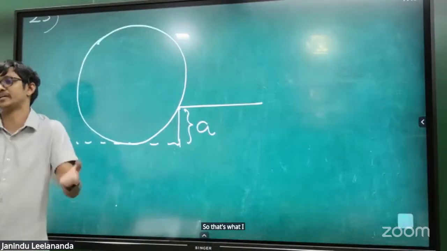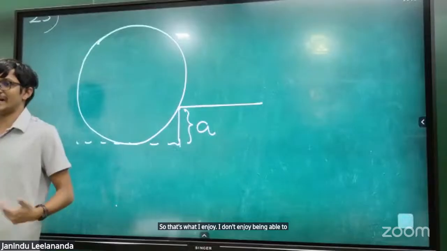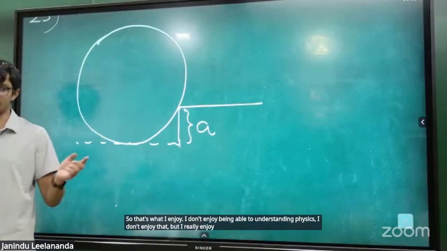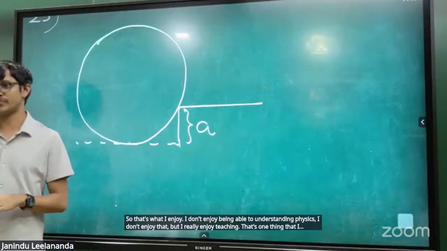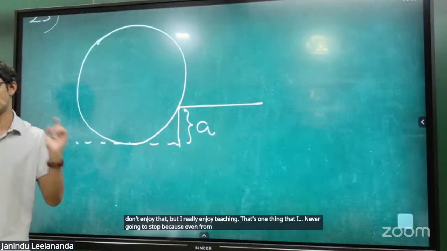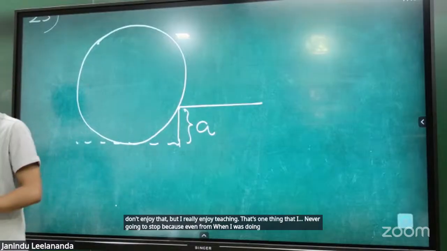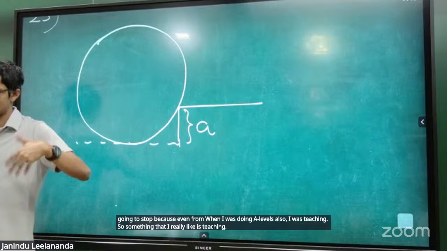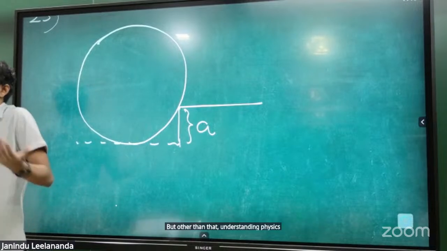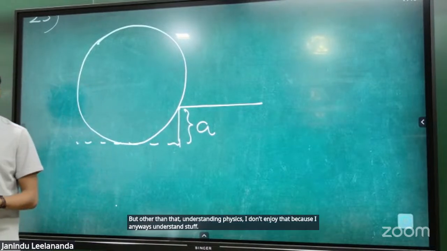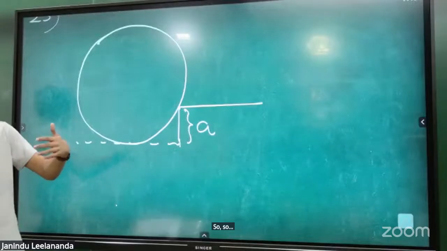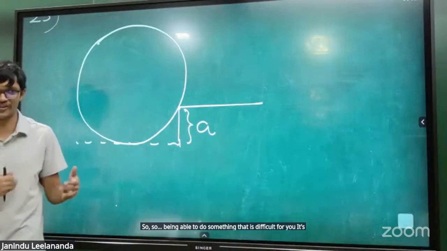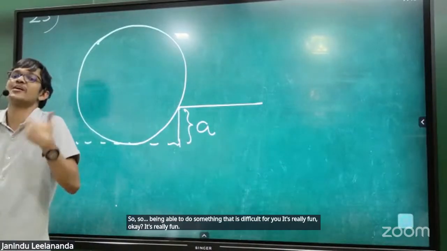I don't enjoy understanding physics, but I really enjoy teaching. That's one thing I'm never going to stop, because even when I was doing A levels I was teaching. Other than that, understanding physics, I don't enjoy, because I anyways understand stuff. Being able to do something that is difficult for you, it's really fun. So try to build something of your own.